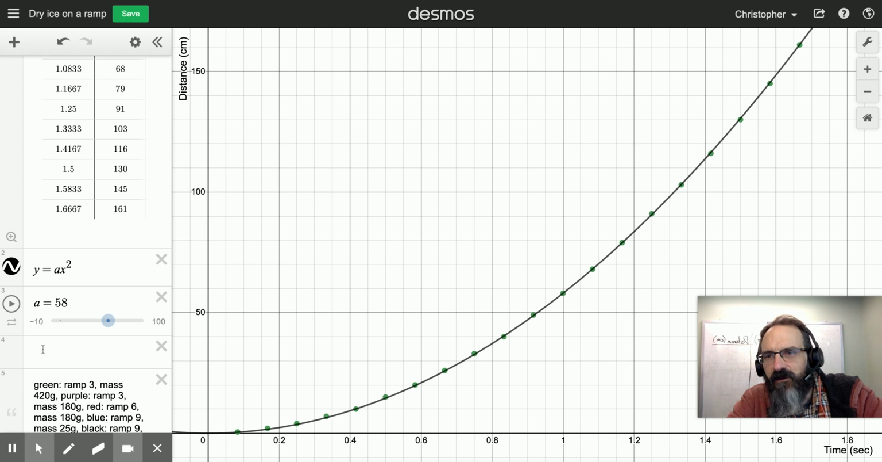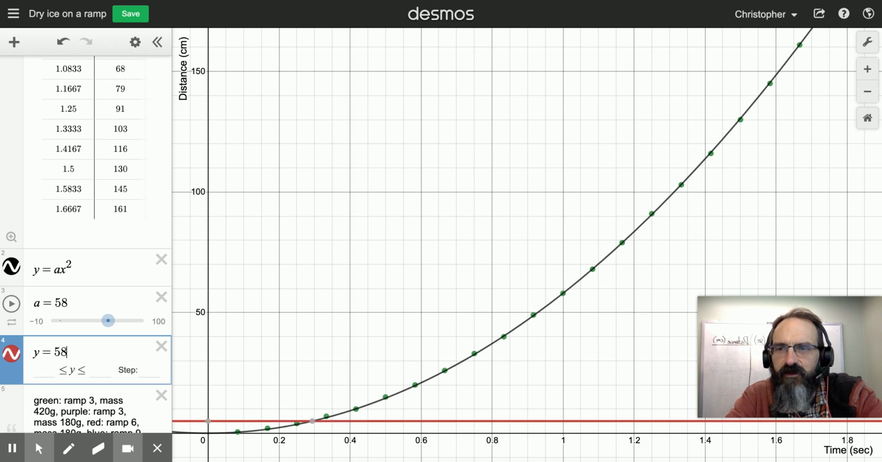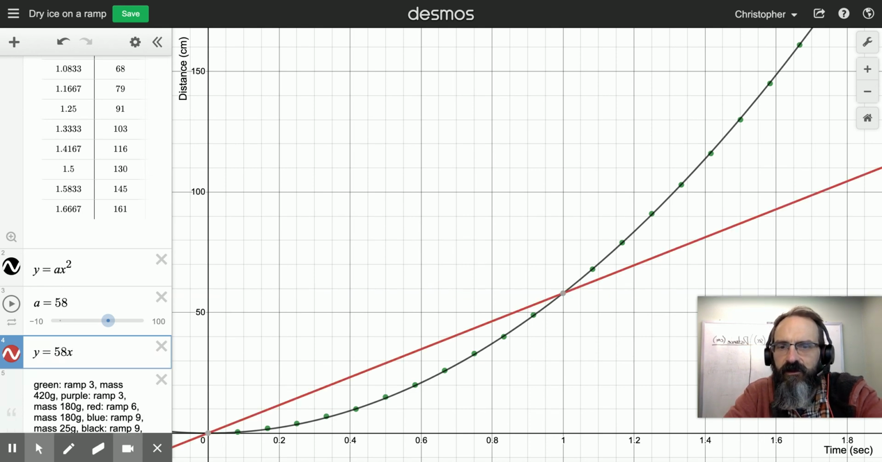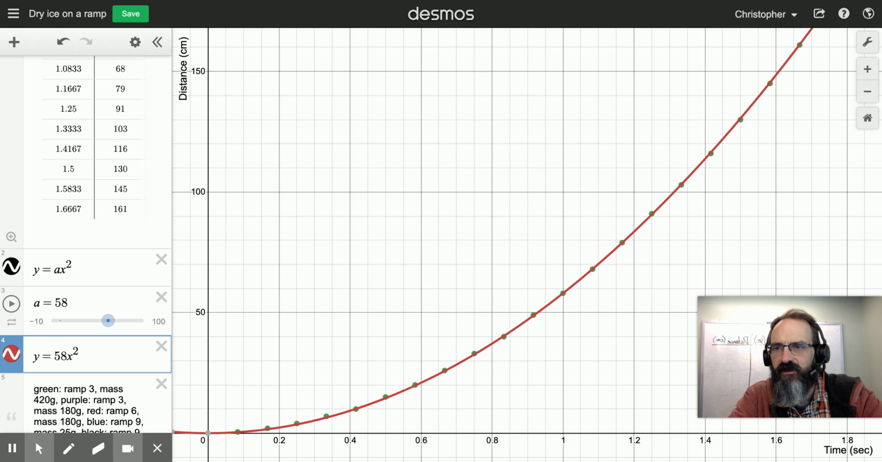So I want to remind you, we've got an equation that says y equals ax squared. And y is an axis of our graph, x is an axis of our graph. But a is a number, and a is the number 58. So y equals ax squared in this case is really exactly the same equation as y equals 58x squared. You see that? So this is the real equation that we just found, y equals 58x squared.